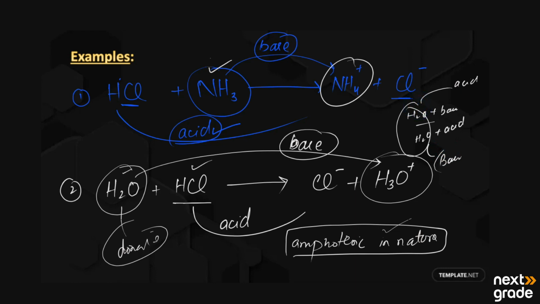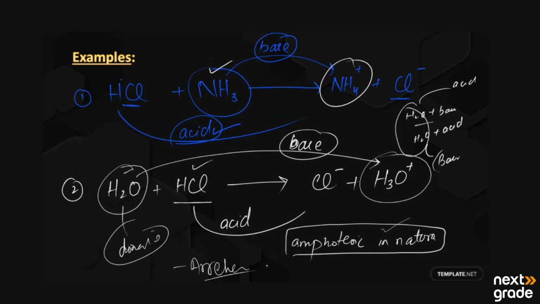It has both the properties of acids as well as bases, according to the Brønsted-Lowry concept, which was not explained by Arrhenius. So this was the simple concept about acids and bases. Acids can donate the proton and bases can accept the proton. I hope you understand the Brønsted-Lowry concept of acids and bases.